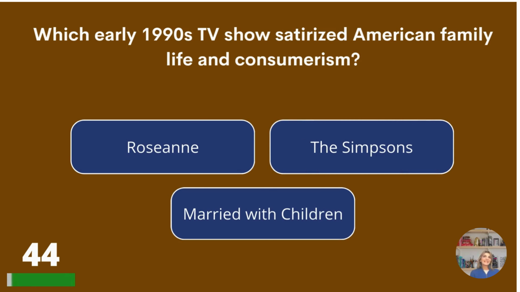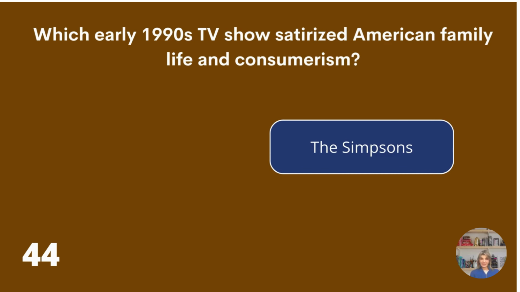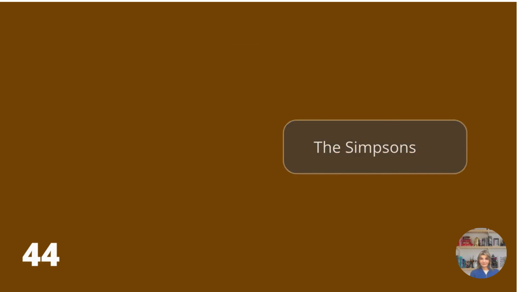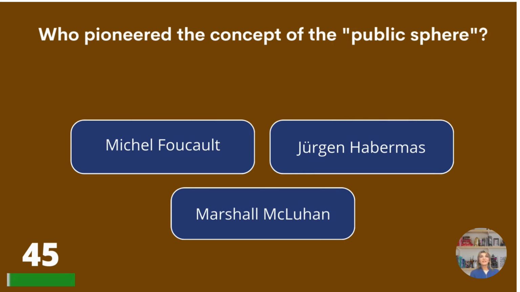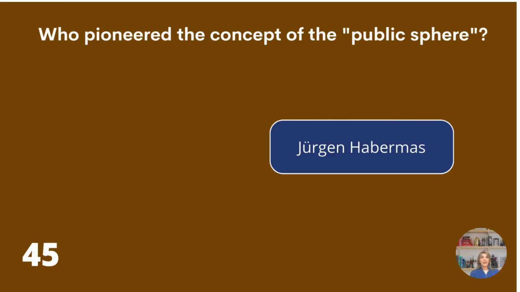Which early 1990s TV show satirized American family life and consumerism? Roseanne, The Simpsons, or Married with Children? The Simpsons. Who pioneered the concept of the public sphere? Michel Foucault, Jürgen Habermas, or Marshall McLuhan? Jürgen Habermas.